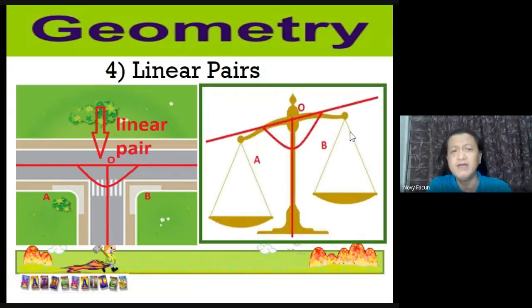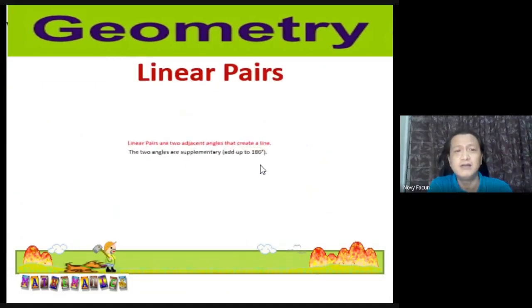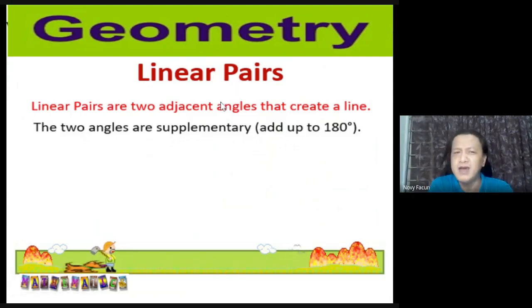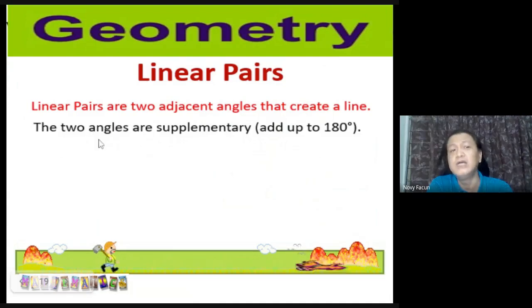Okay, another we have, this is balance scale. But obviously, this is also a form of a straight line. And this is also a shape of a protractor. We also have the measure of 180. Okay, with that, linear pairs are two adjacent angles that create a line. Para masabing linear pair, kailangan makakabuo tayo ng straight line. And also, two angles are supplementary. Ibig sabihin, pag sinabing linear pairs, pinagsamang adjacent na supplementary yung definition nila.